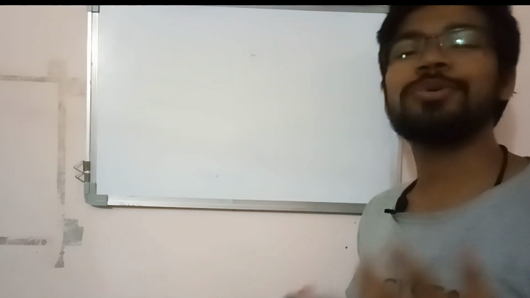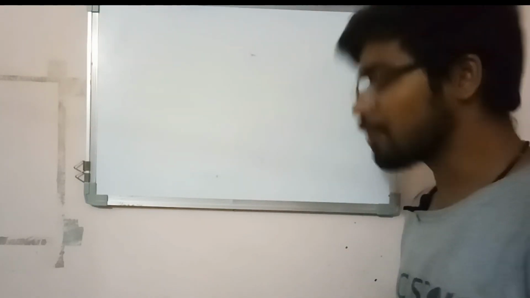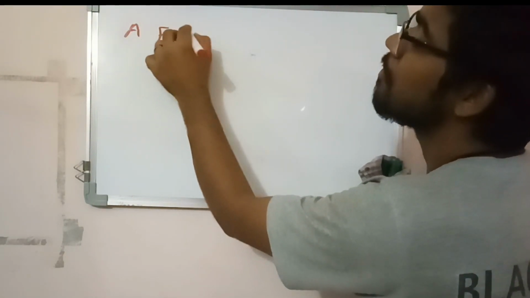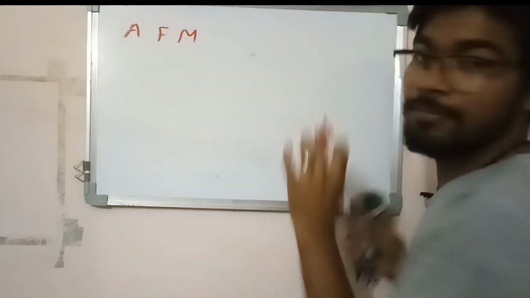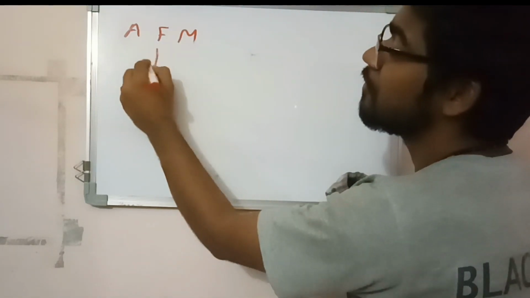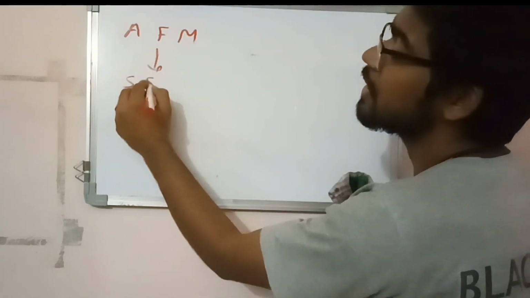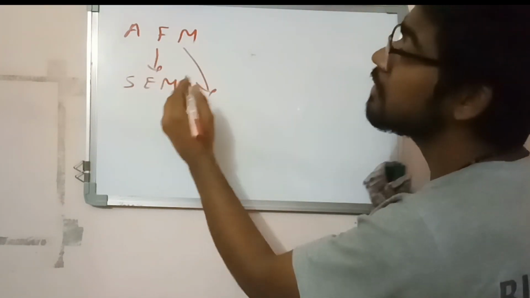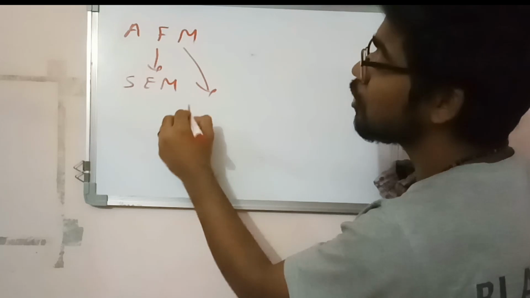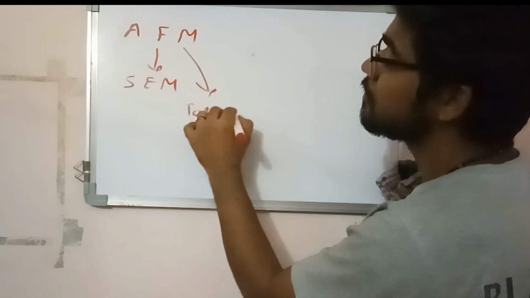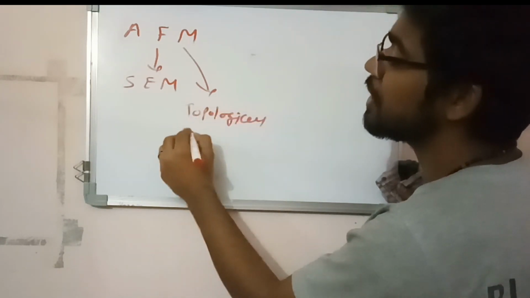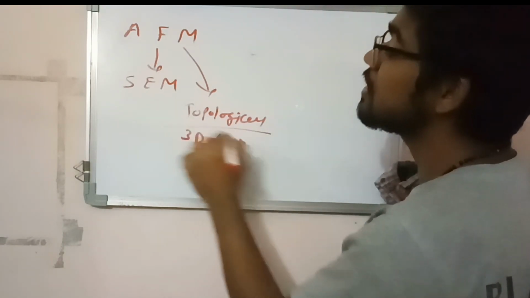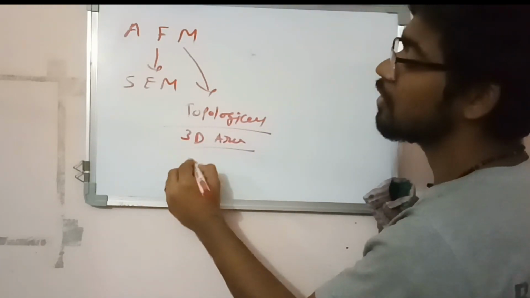Hello guys. In today's lecture, we are going to talk about atomic force microscopy, AFM. It is a modified form of scanning electron microscopy, SEM. By using this, we can observe the topological 3D area or topological study of any object.